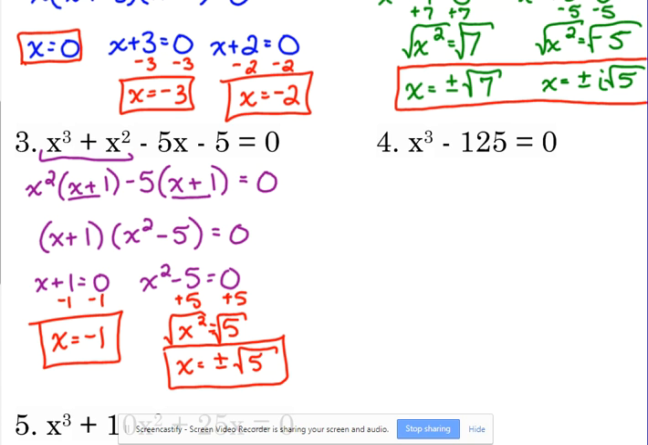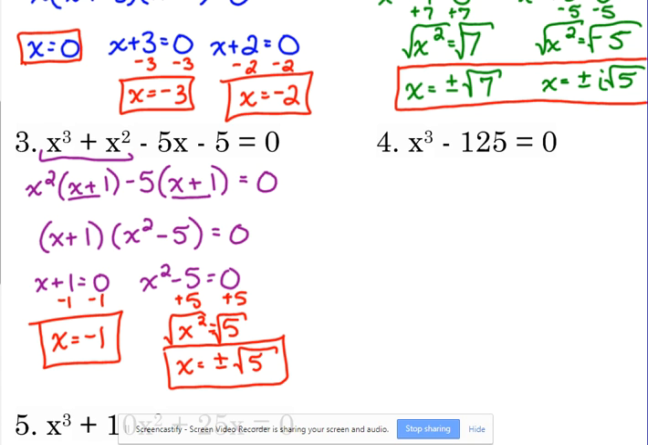So cubic, 3rd degree, 3 answers. We've got a real, rational. Okay, rational means it's a whole number or fractions, a negative 1, and then these are 2 irrational. Square roots are considered irrational numbers, 2 irrational solutions.